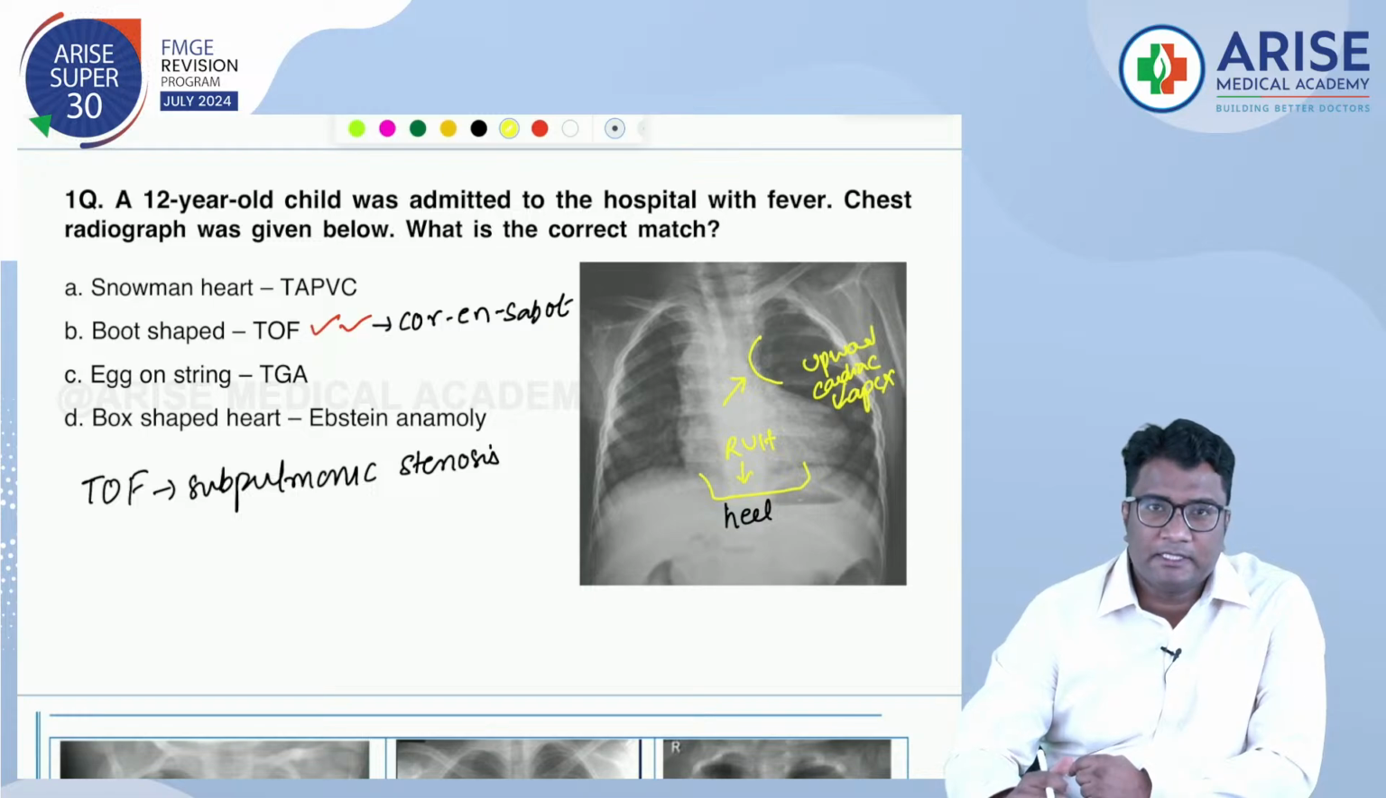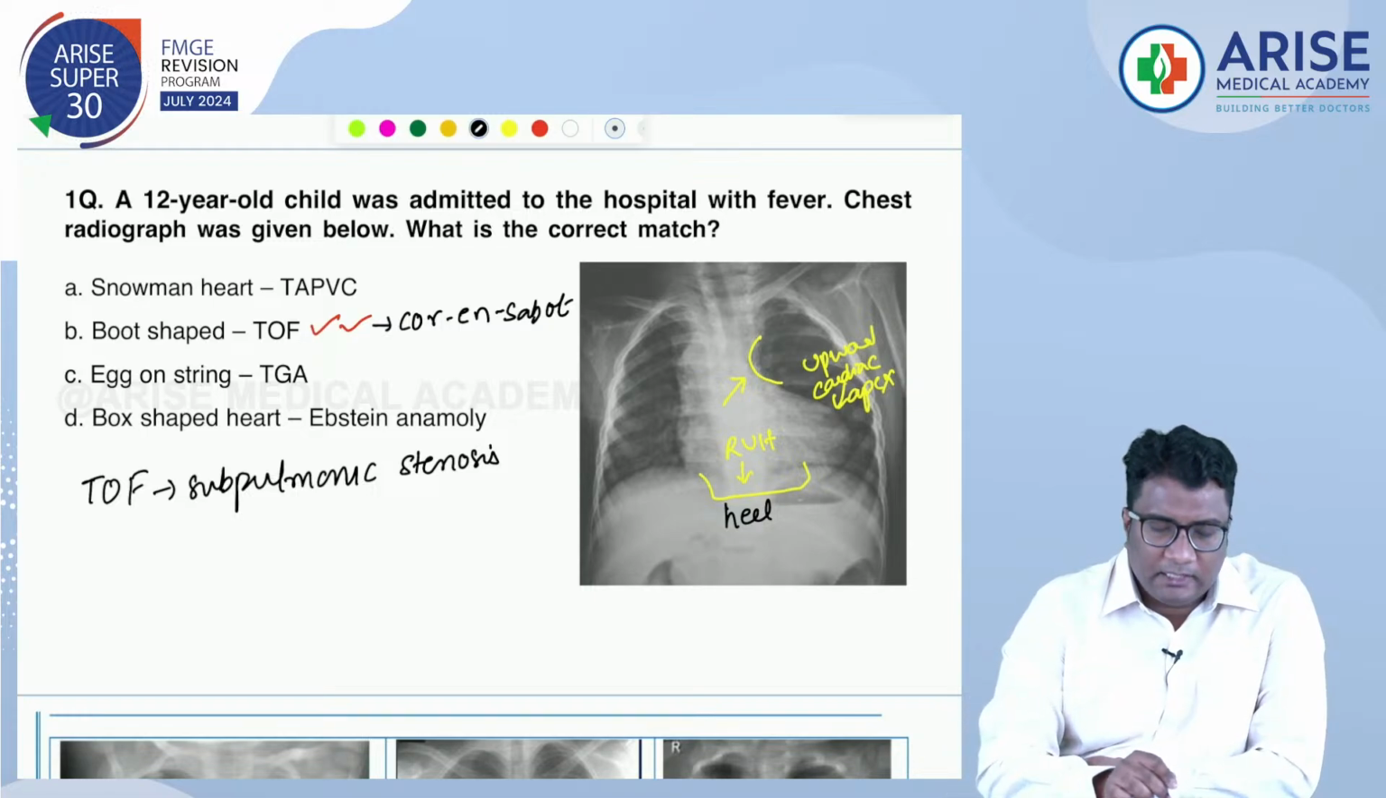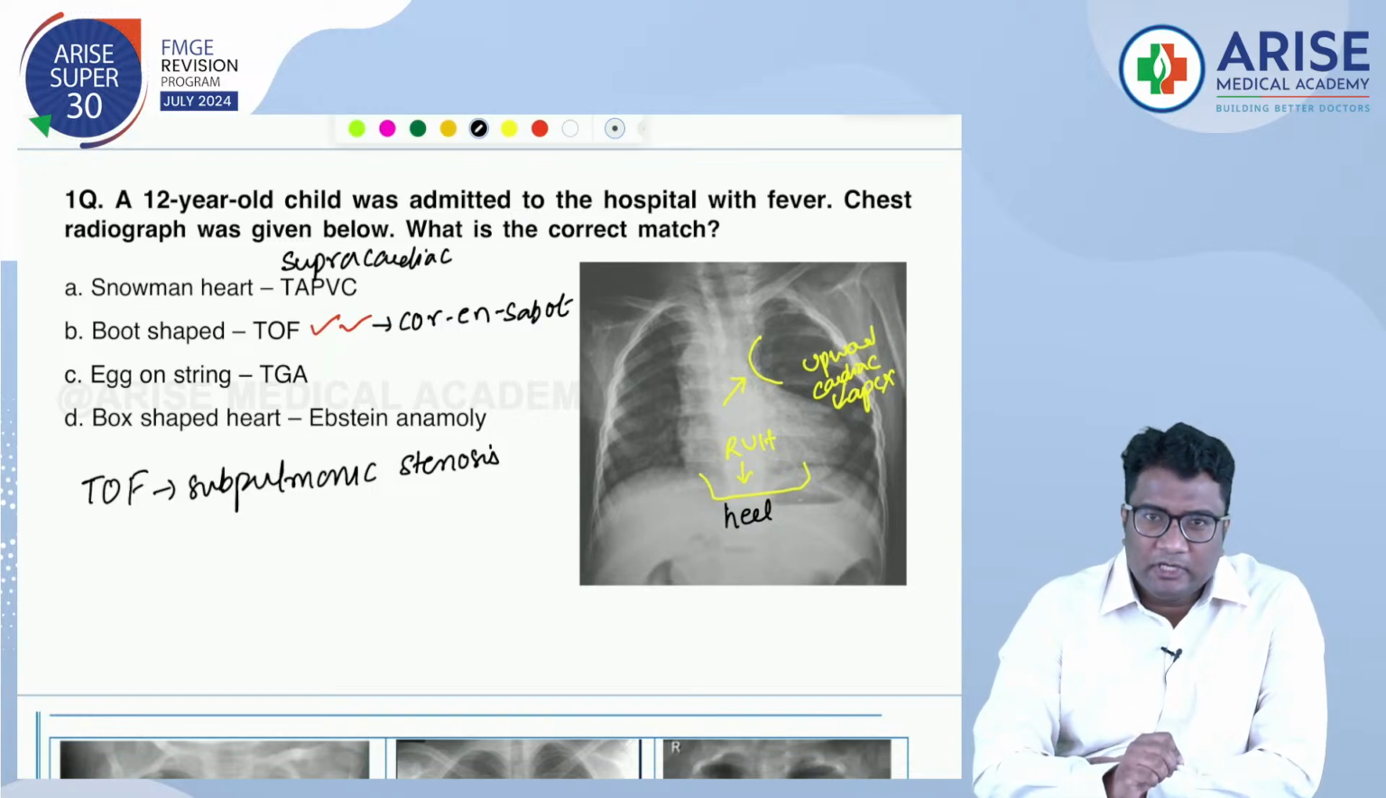So the first one is tetralogy of Fallot. And are the other options correct? Snowman heart is seen in supracardiac type of TAPVC, right? Egg-on-string is seen in transposition of great arteries, that is also correct. Box-shaped heart is Epstein's anomaly.